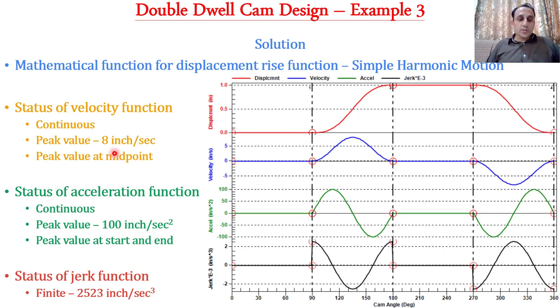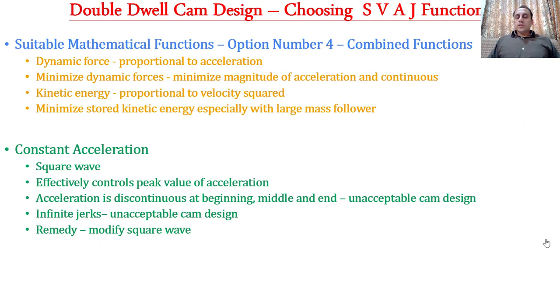We want this velocity to be reduced. So till now, we used a sine or cycloidal function, and we get an SVAJ diagram, which is as per the recommendation of the fundamental law of cam design.